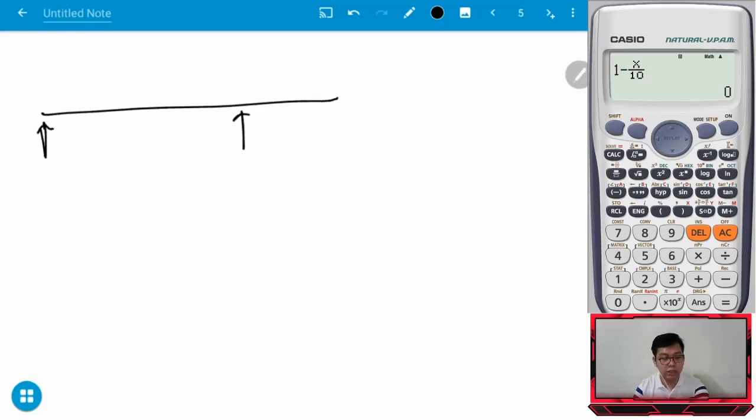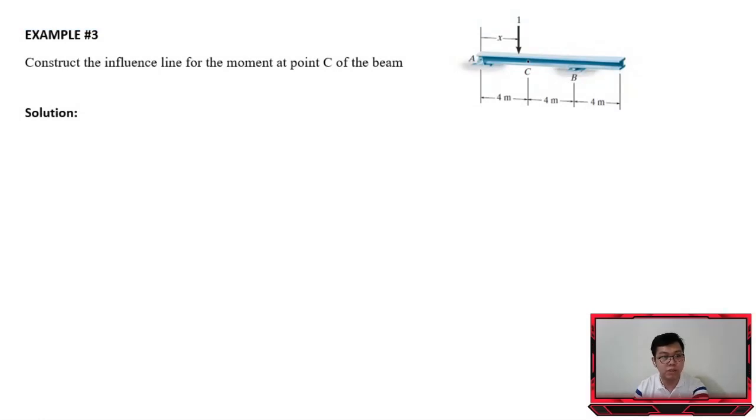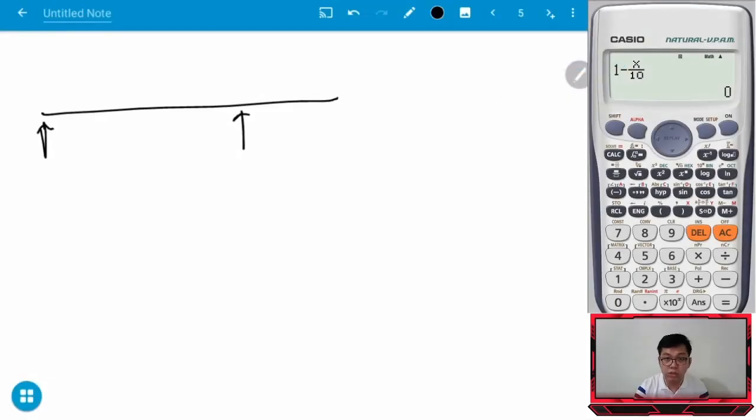So, construct the influence line for the moment at point C of the beam. Okay? Point C of the beam. So, nasaan yung point C dito? Nandito, no? 4, 4, and then we have 4M. Okay, 4M. So, ang gagawin natin, guys, construct the influence line for the moment at point C of the beam.